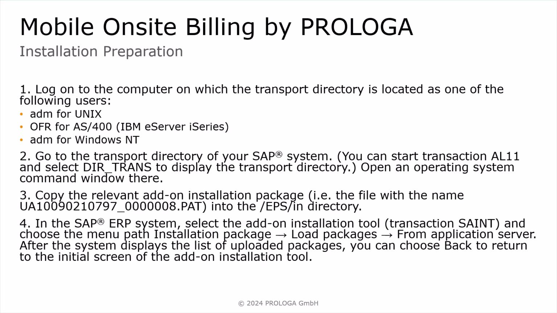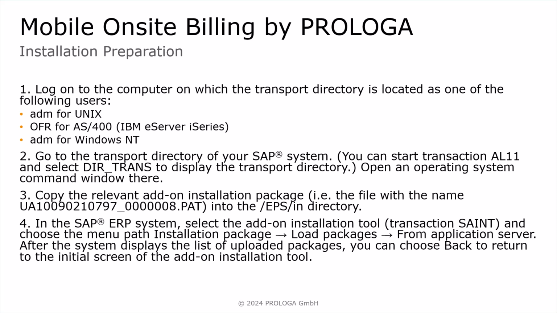For this, please log on to the computer on which the transport directory is located, as one of the users shown here. Then, go to the transport directory of your SAP system. You can start transaction AL11 and select dir_trans to display the transport directory. Open an operating system command window there. Now copy the relevant add-on installation package, for example, the file with the name as shown here, into the eps/in directory.